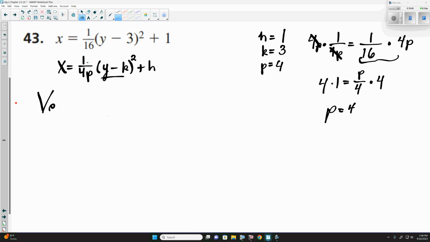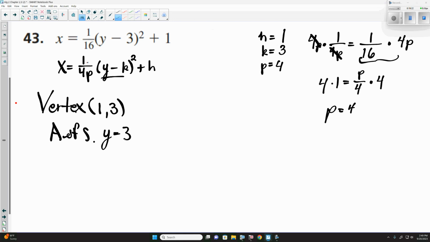Now the first thing we want to find is the vertex. Well, the vertex is the point h comma k. What's the value of h? And the value of k is? Now our axis of symmetry. For this one, we have y equals k. So this time y would equal 3.